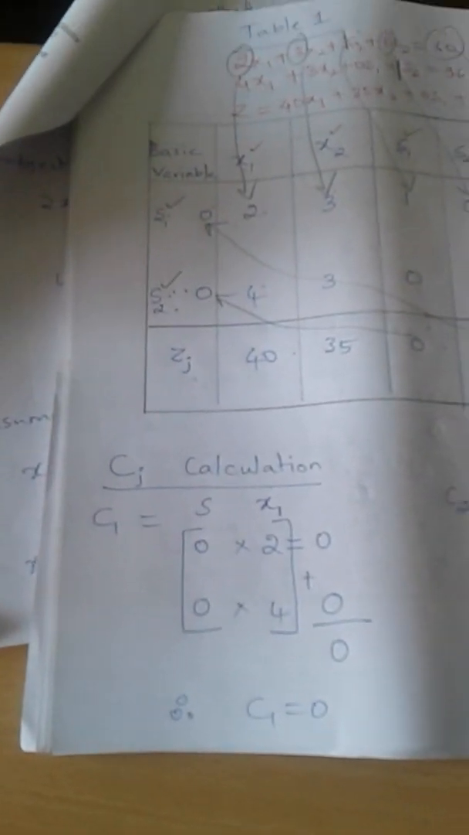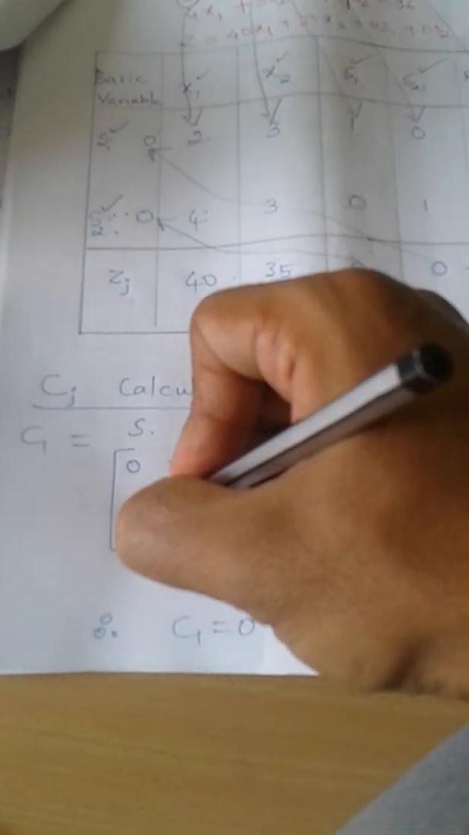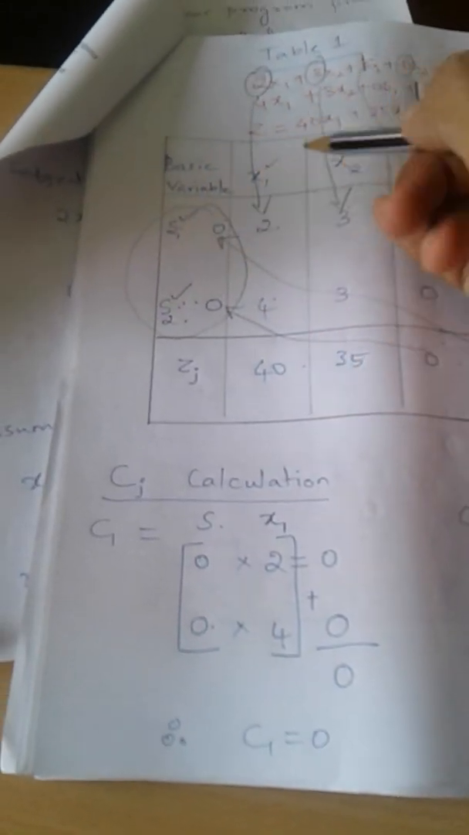First we will see how to calculate all these values. First, c1 is equal to, we have to formulate this type of a matrix. The matrix is nothing but s, which is 0 and 0. How do we get this 0 and 0? It is nothing but this.